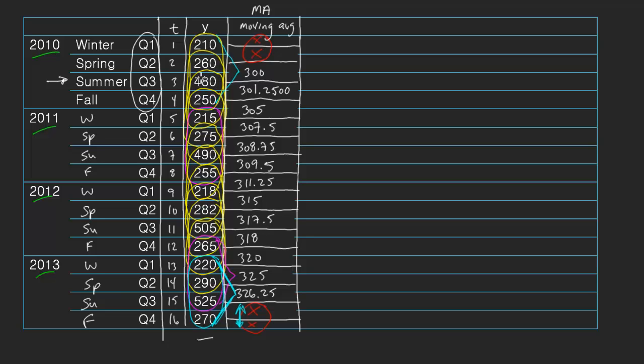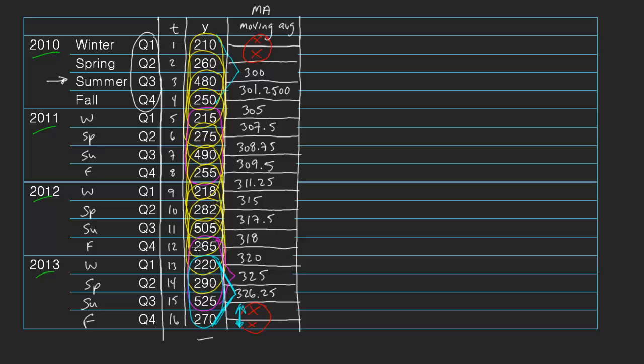Well, actually, there's a really simple reason. Think about it this way. Families probably like to go visit the Grand Canyon, and kids are in school for most of the year except for the summer. So you're suddenly going to have a seasonal increase in visitors during the summer. Does that happen every year? Well, let's look at the second year, 2011. We've got 215,000 people, 275,000, and then suddenly in the summer we have 490,000. So that's a seasonal effect.